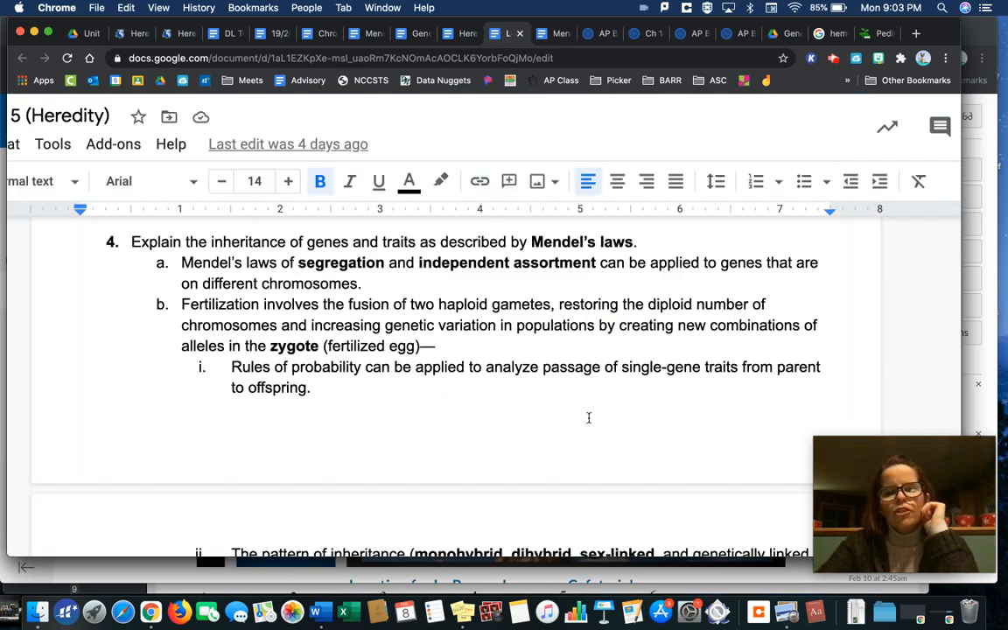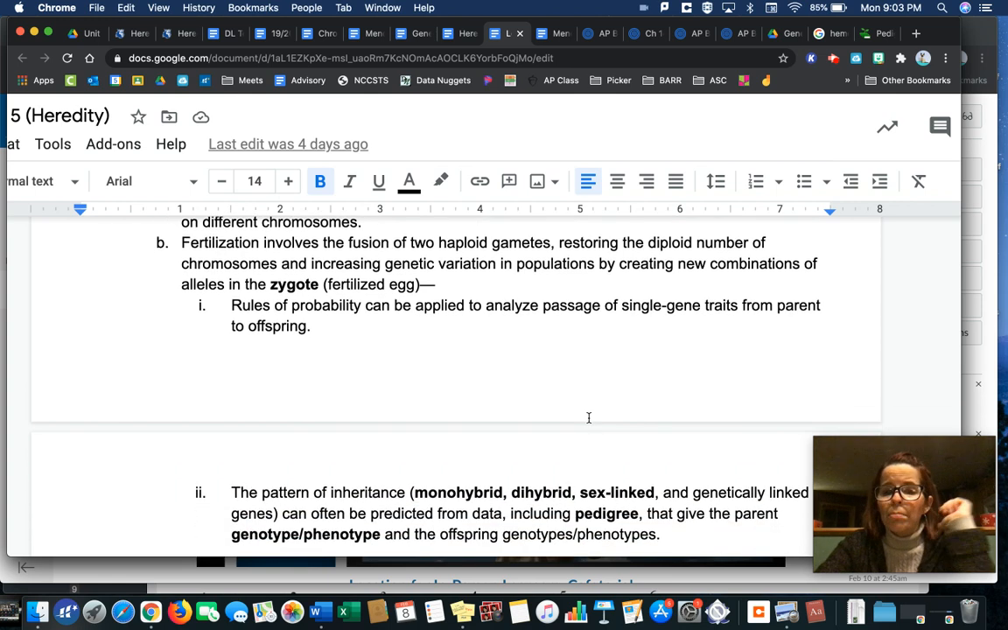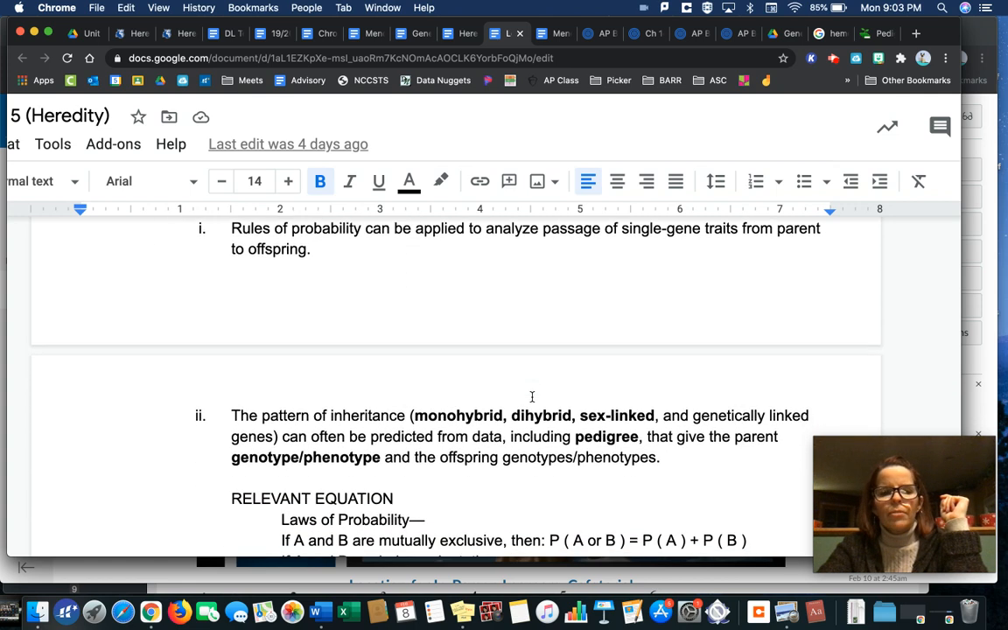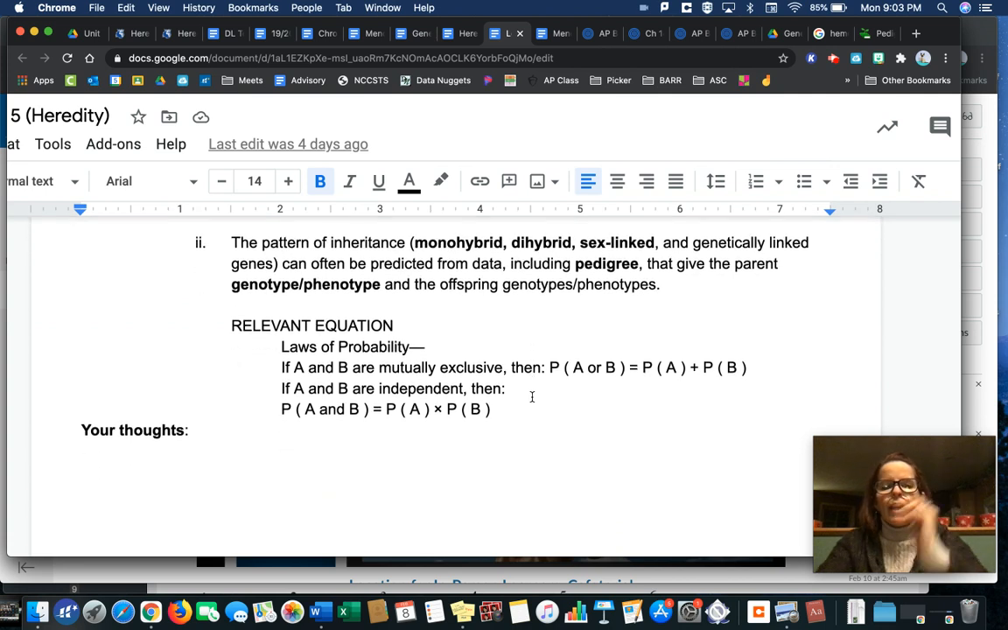All right. B, fertilization involves the fusion of two haploid gametes, forming a zygote, which is a fertilized egg. And rules of probability can be applied. Okay, moving on. Okay, pattern of inheritance. You need to know monohybrid, dihybrid, sex-linked, genetically linked. So monohybrid is just the 2x2 box. Dihybrid is the 4x4 box.